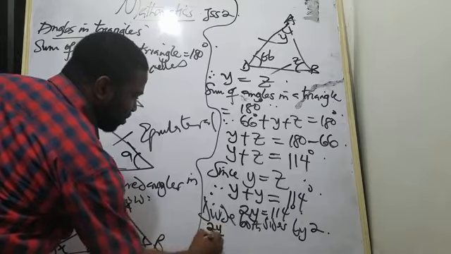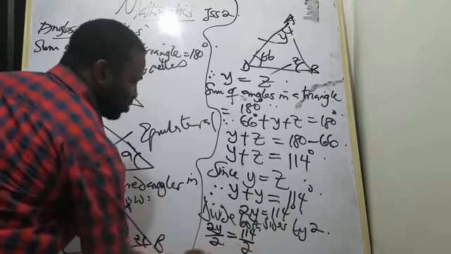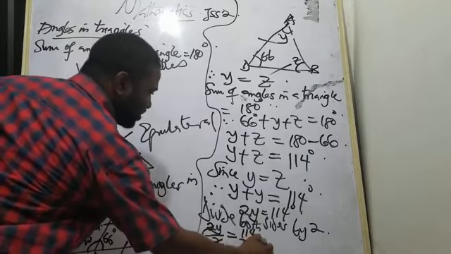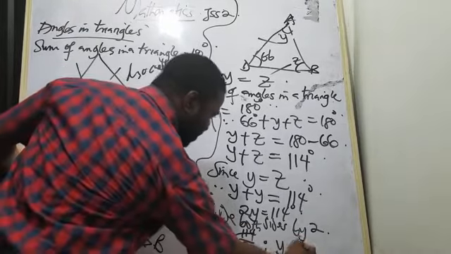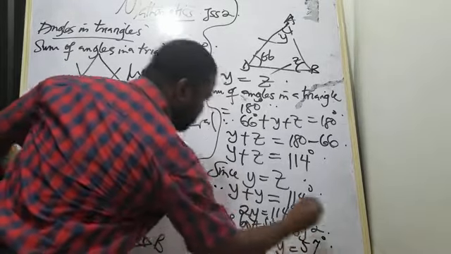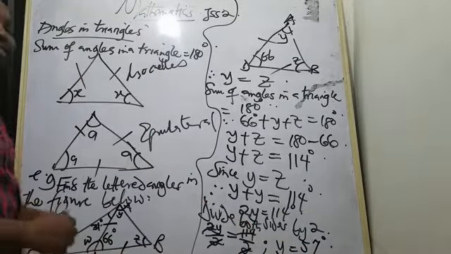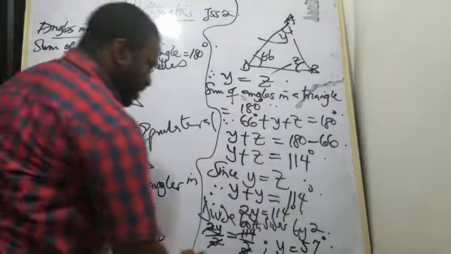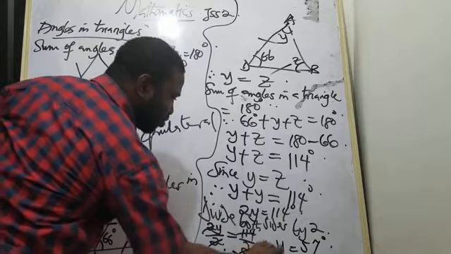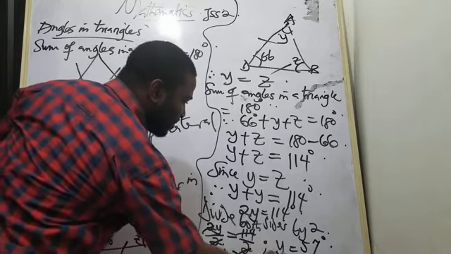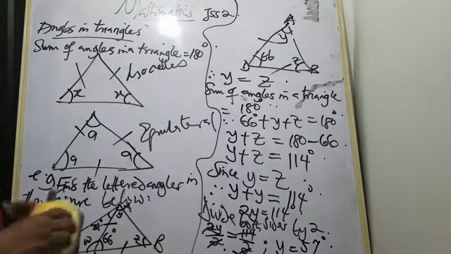2y over 2 is equal to 114 over 2. So 2 will cancel 2. It means your y will give you what? 2 cancel here, you have what? 57 degrees. Since y is equal to 57 degrees, then z is also equal to what? 57 degrees. So we have gotten y and z.